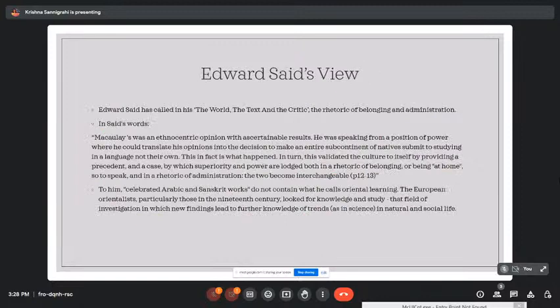And then Edward Said puts forward his views in The World, the Text and the Critic, that Macaulay's ethnocentric opinion was an ascertainable result. He was speaking from a position of power where he could translate his opinions into the decision to make an entire subcontinent of natives submit to studying in a language not their own. So he identifies how Macaulay made it a kind of compulsion for the people to learn in a language which was not their own. And which language are we talking about? English. So this in fact is what happened.